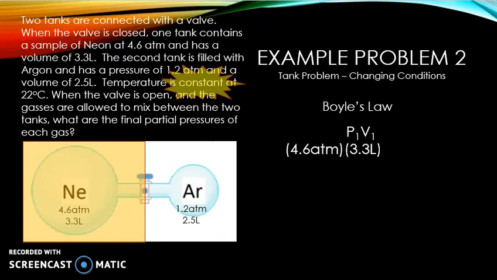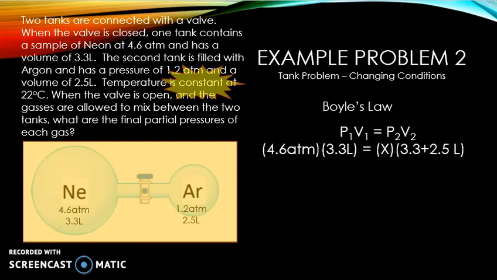Now I need to know what my final set of conditions are. And remember, we're trying to solve for its final pressure. When we open the valve, the gas is allowed to expand all the way through the entire tank, which means its volume has changed. So when we go to fill out our P2V2, we're going to plug in X for its pressure, and its volume is going to be a little bigger than that initial 3.3 liters. It's actually going to be equal to 3.3 plus the 2.5 liters of the second tank, because that gas can expand throughout both tanks now.